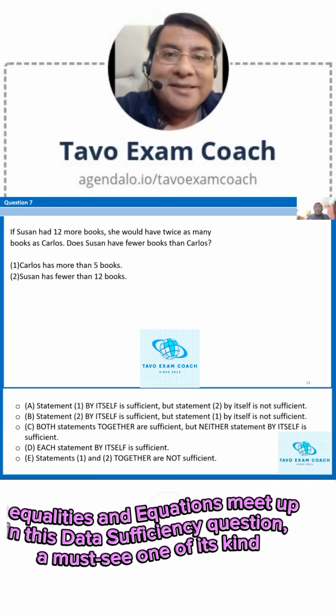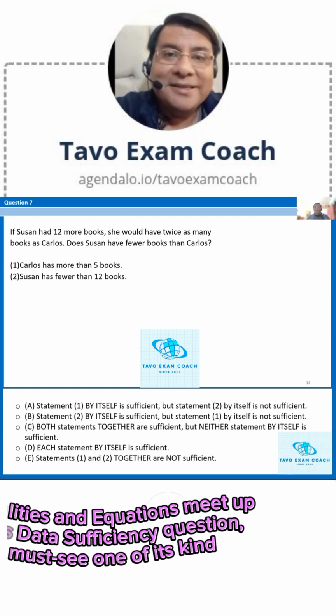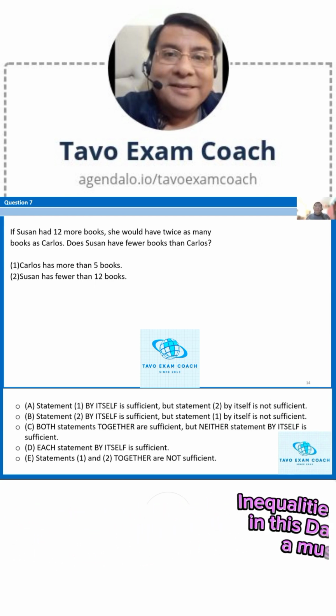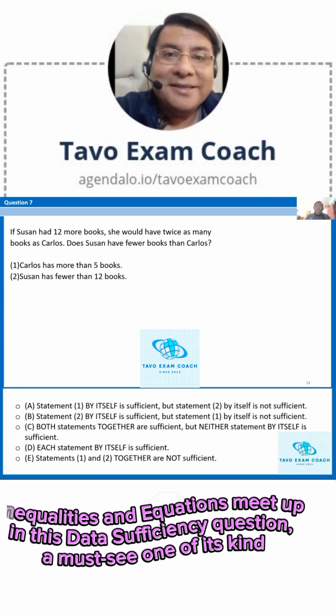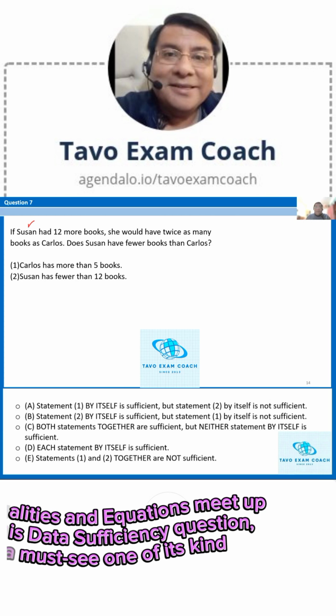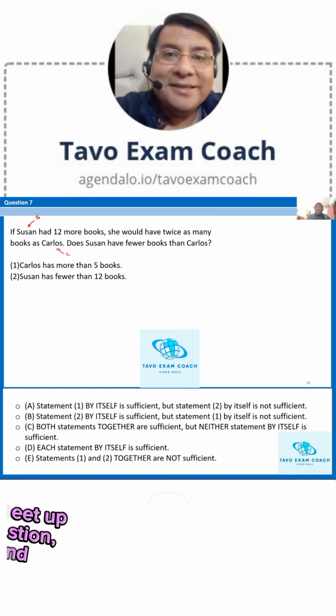If Susan had 12 more books, she would have twice as many books as Carlos. Does Susan have fewer books than Carlos? Let's represent the actual number of books for each of these persons with a variable. Let's say S for Susan and C for Carlos.